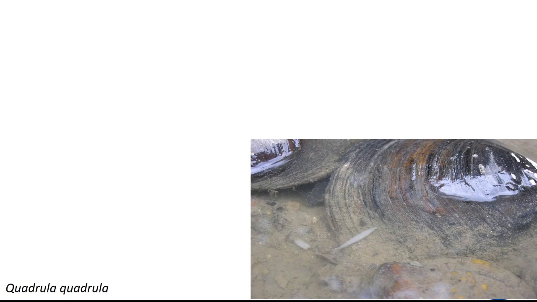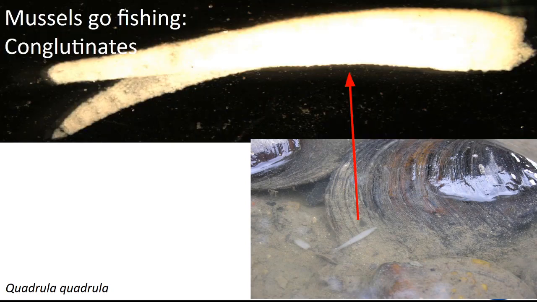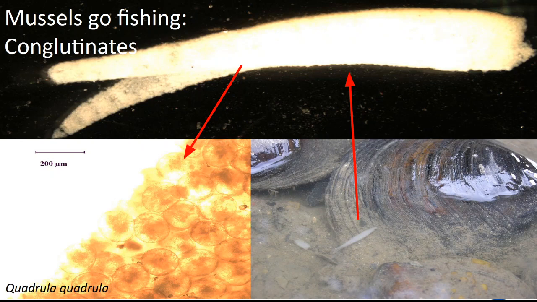Some of them create structures outside of their bodies that contain the glochidia. In this example, these are conglutinates that are in structures that might increase the likelihood that a fish will attack and be infested with those mussels. And so this is a microscope image of the glochidia packed into that structure before they were released from it.